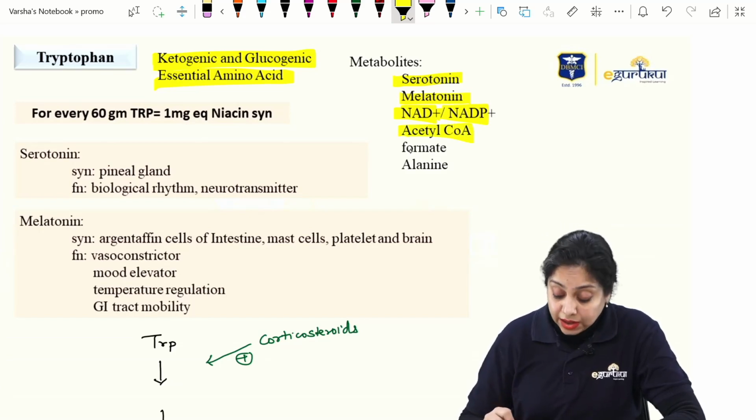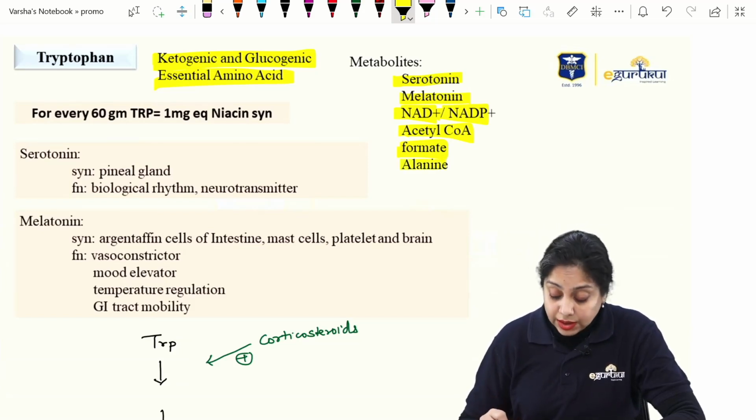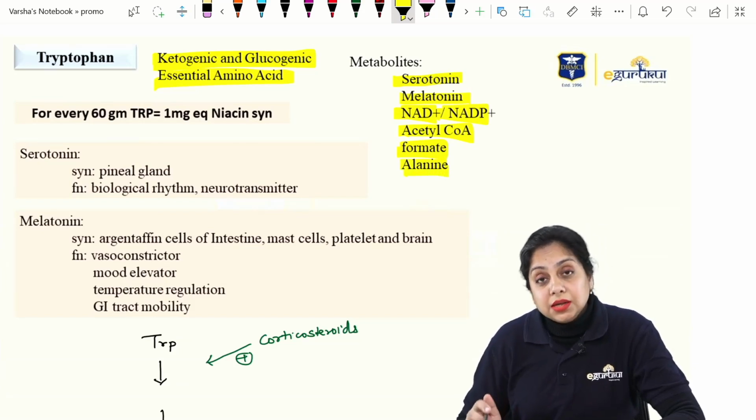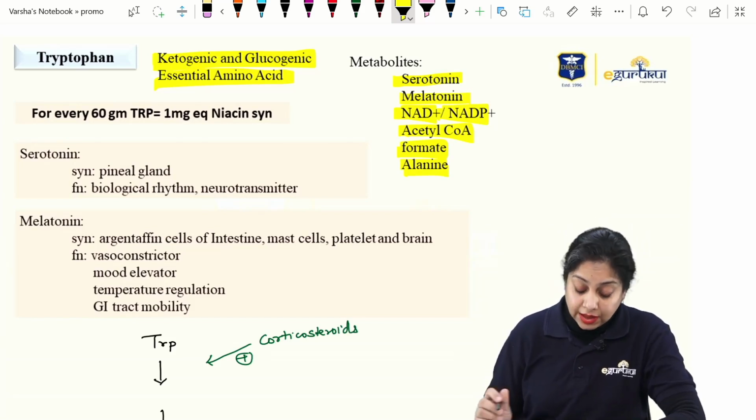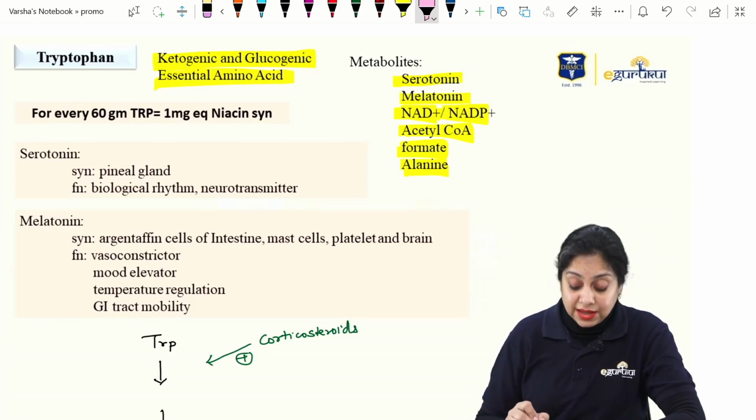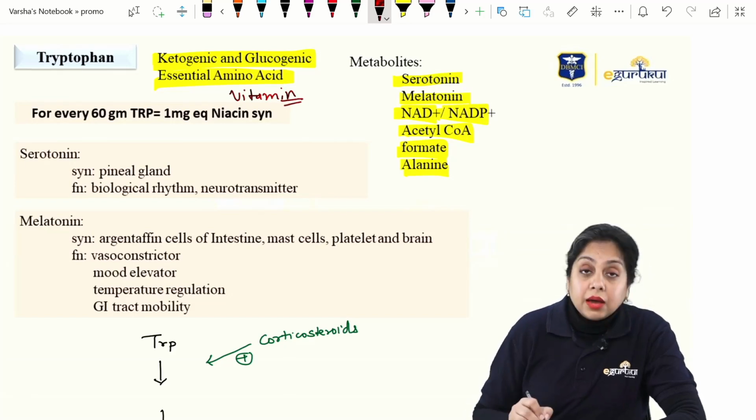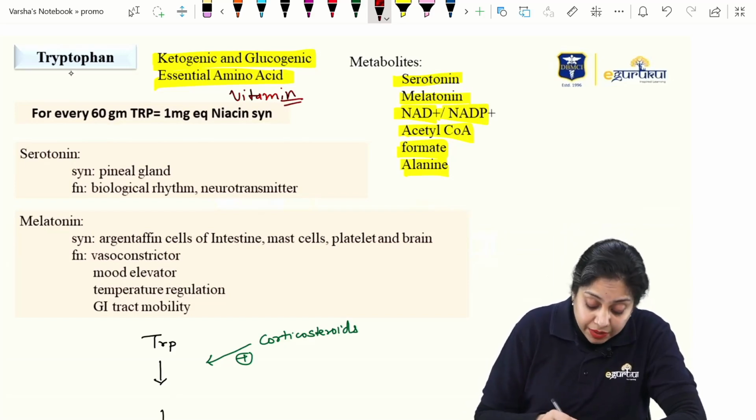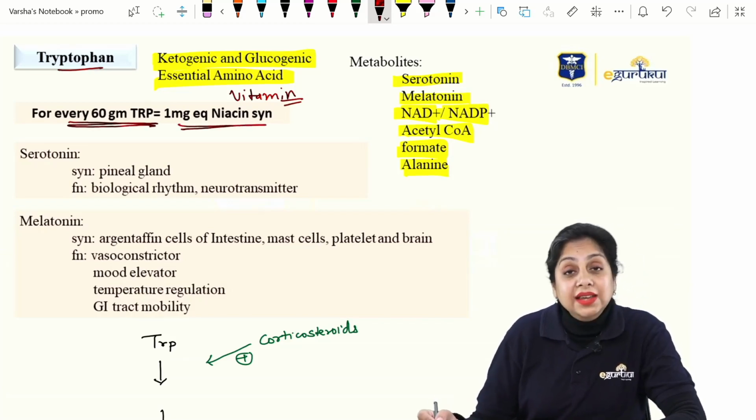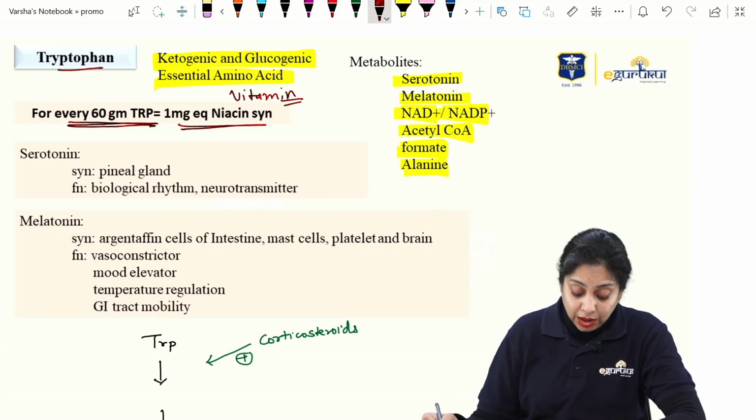Acetyl coenzyme A. It gives you formate, which is responsible for the one carbon metabolism in the body. The alanine is helpful in the fasting state. So tryptophan breaks down and gives you alanine in the fasting state. And since niacin cannot be synthesized, niacin is a vitamin. It is an essential vitamin, okay? We cannot synthesize niacin directly, but it can be synthesized by the body by breaking down tryptophan. For every 60 milligrams of tryptophan, 1 milligram equivalent of niacin is synthesized. Okay, so that is another very important point to be noted here.